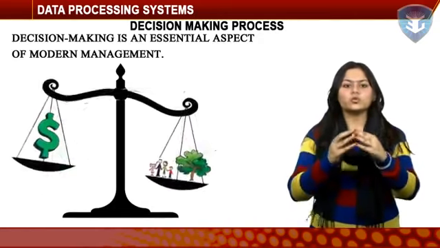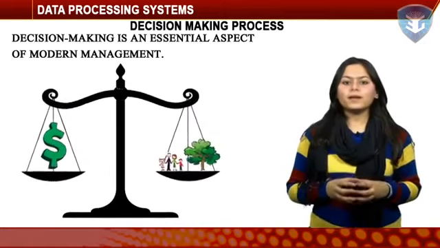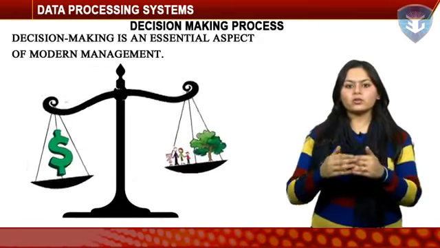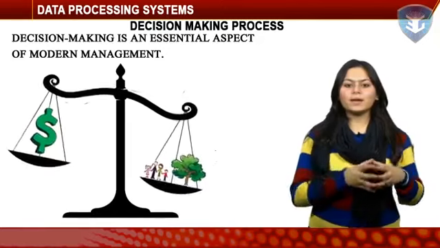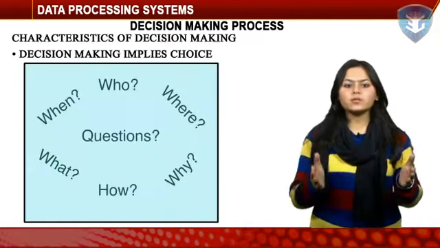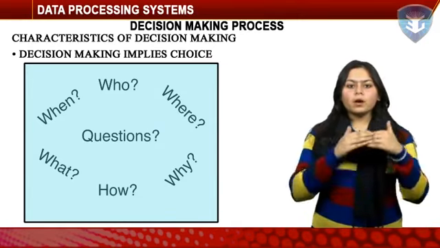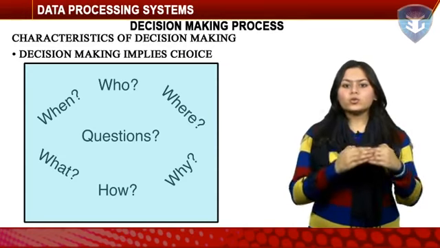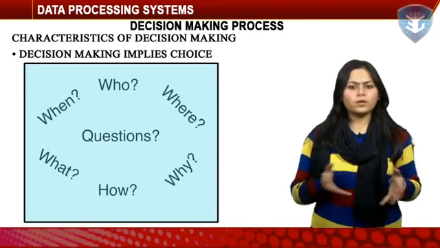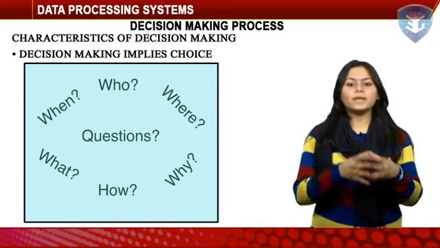Decisions are made to achieve goals through suitable follow-up actions. Decision making is a process by which a decision or course of action is taken. Decision making lies embedded in the process of management. Characteristics of decision making. Decision making implies choice. Decision making is choosing from among two or more alternative courses of action. Thus, it is the process of selection of one solution out of many available.